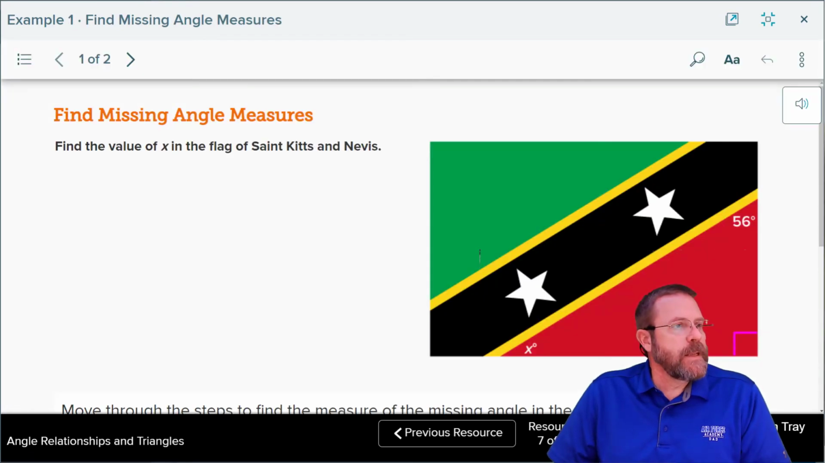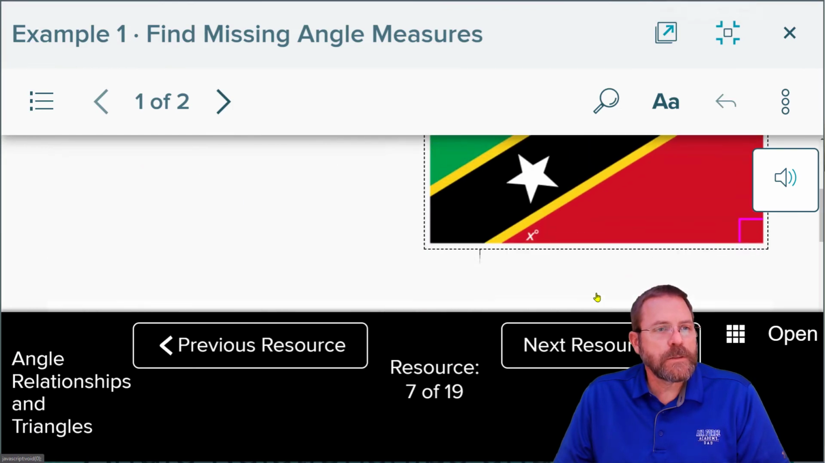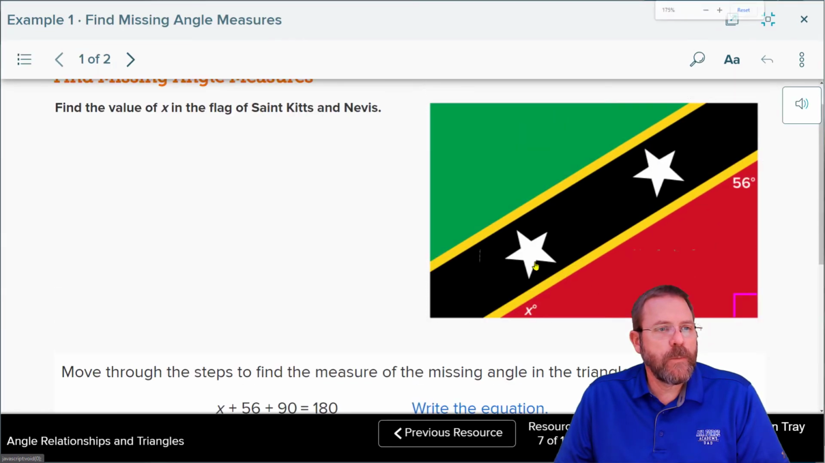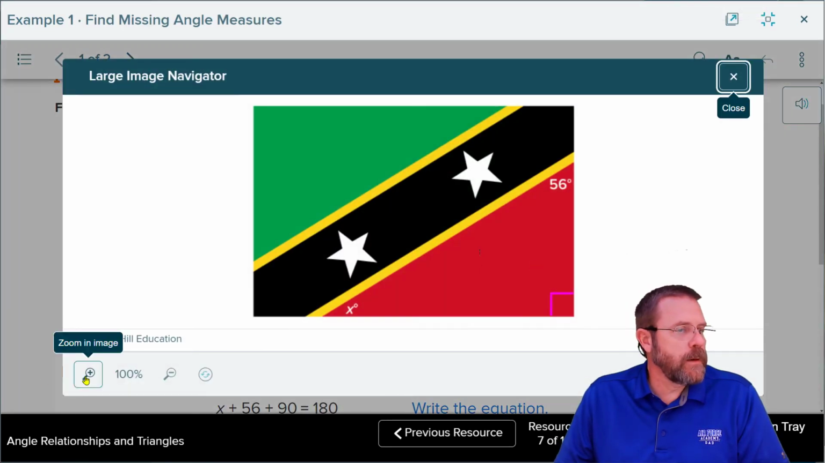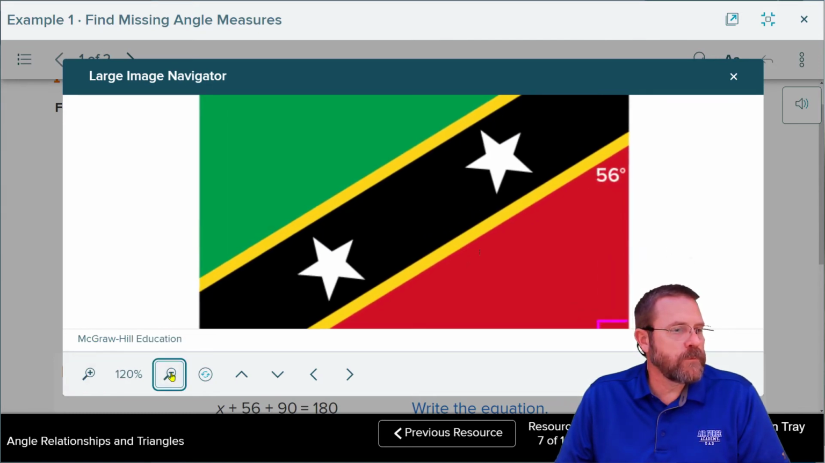Find the missing angle. It says find the value of x in the flag of St. Kitts and Nevis. I have no idea who they are, but right here, if you look really close, let me zoom in a little bit. Actually, that didn't help a bit. Does this flag stay the same way if I click on it and zoom in from there and scroll? No, not going to happen. Well, this is just awful.